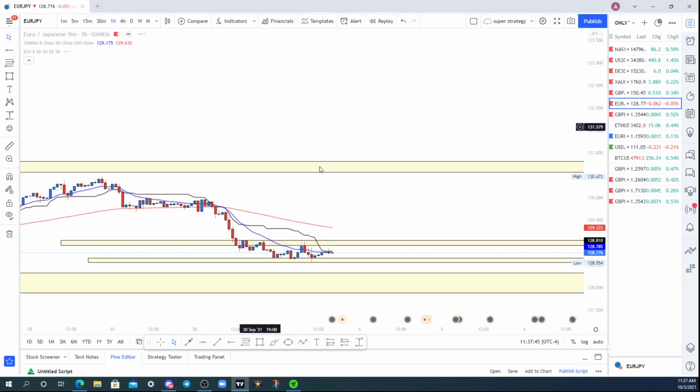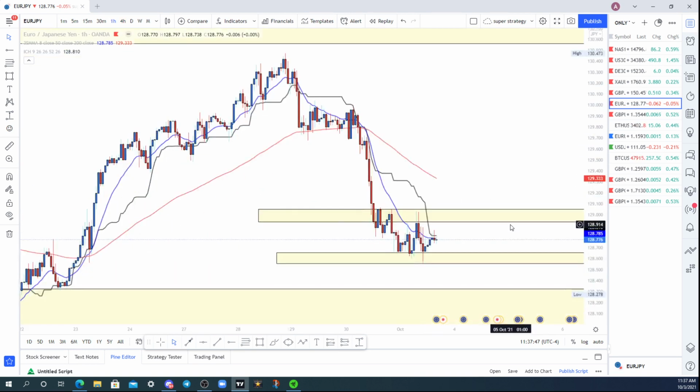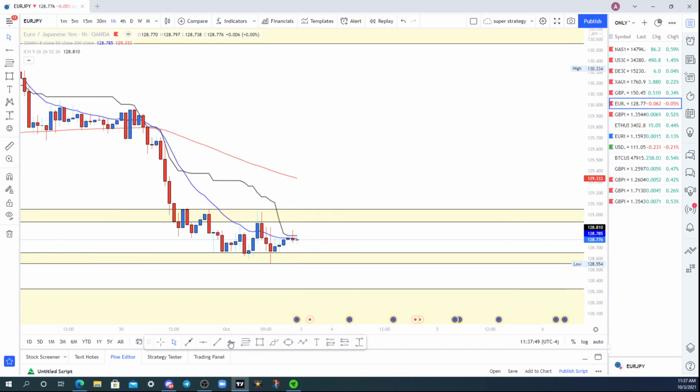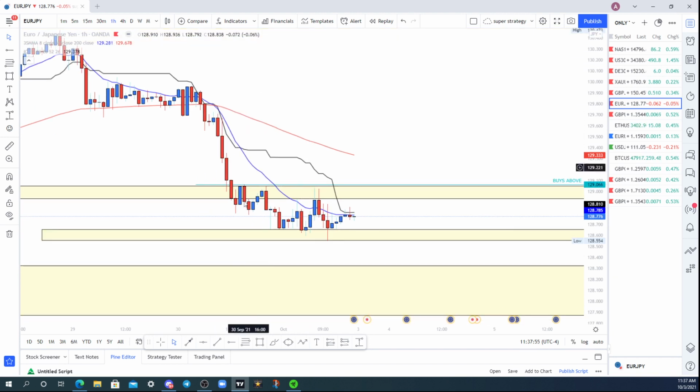Now we're going to go down here to the 1 hour. Yeah, this is probably the most beautiful pair I've seen all day. I am going to execute on this pair right over here. Buys above, sells below.